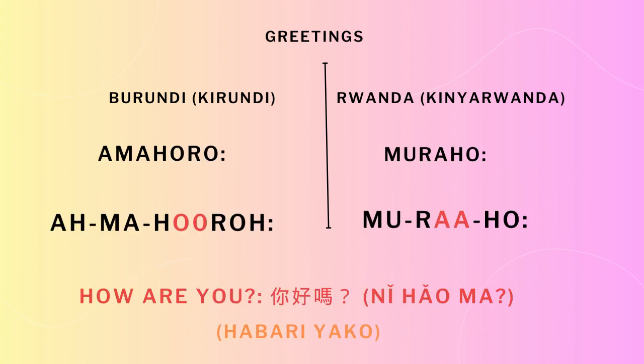The next word to learn is how to say how are you. In Burundi, they say amahoro, amahoro. In Rwanda, they say muraho, muraho. In Chinese, they say ni hao ma, ni hao ma. In Swahili, they say habari yako, habari yako.